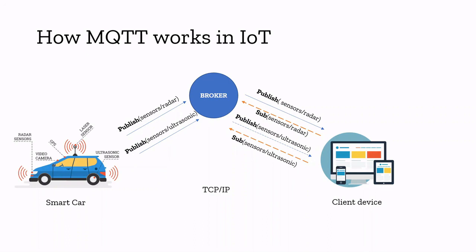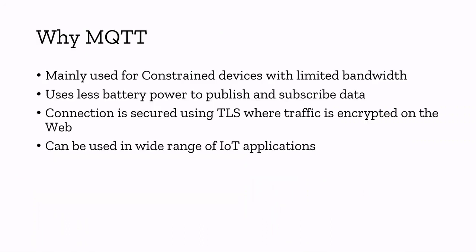The smart car and the broker, meaning the client and the server, will always try to keep the connection open as long as possible. The smart car will send frequent ping requests to the broker to ensure that the connection is always open, to ensure the quality of service. So that's how MQTT works.